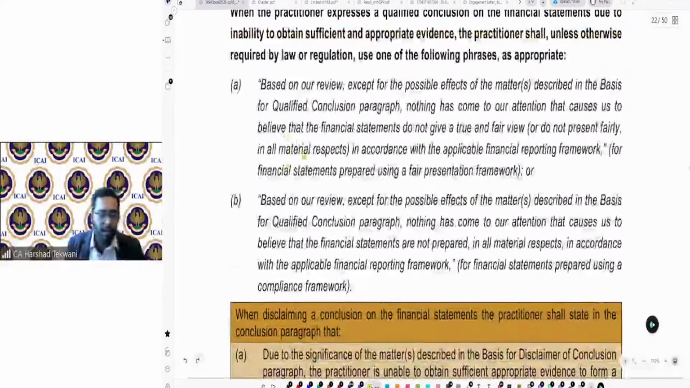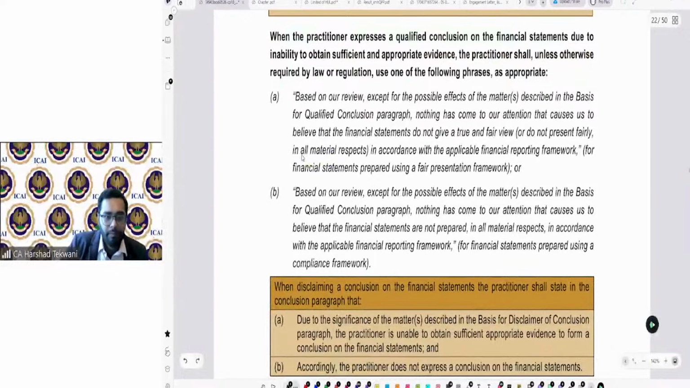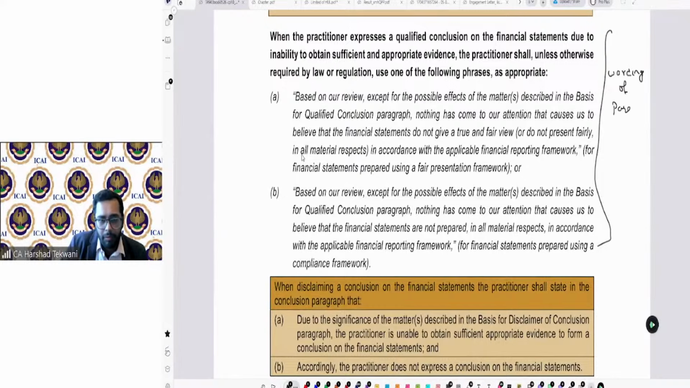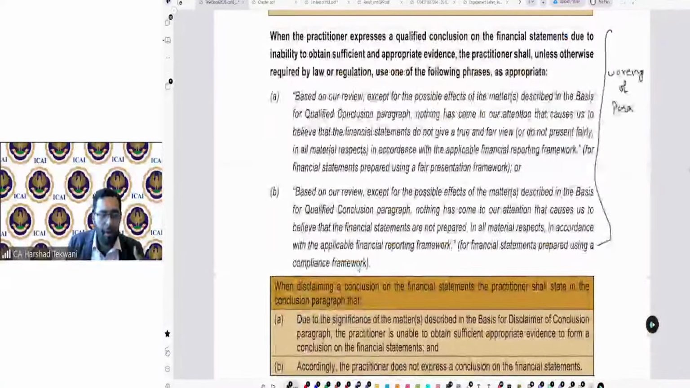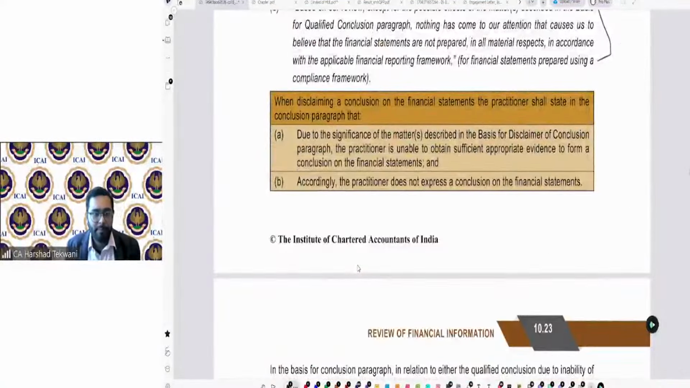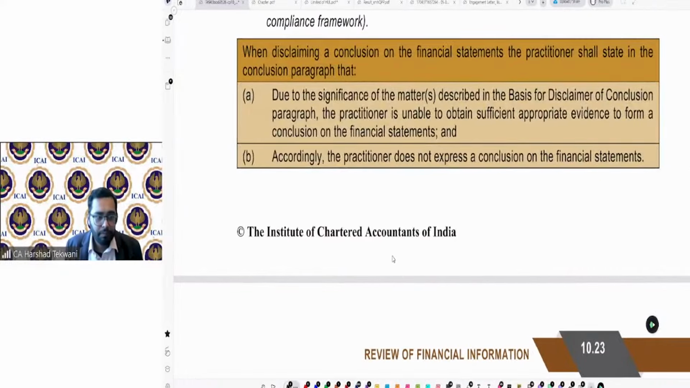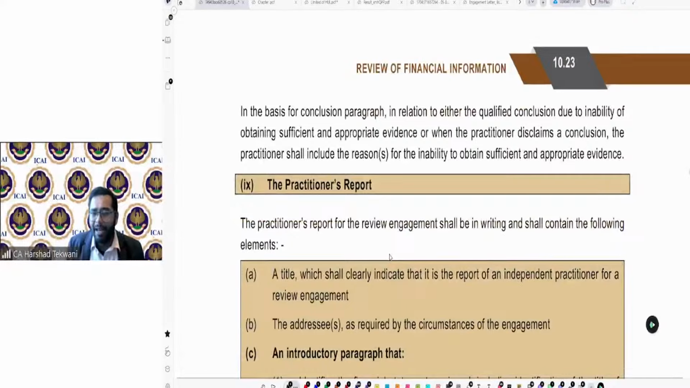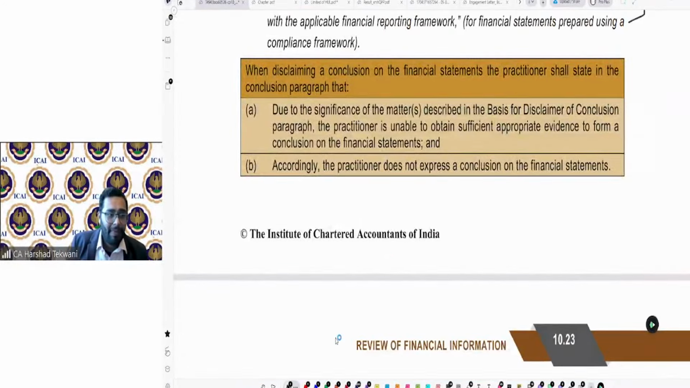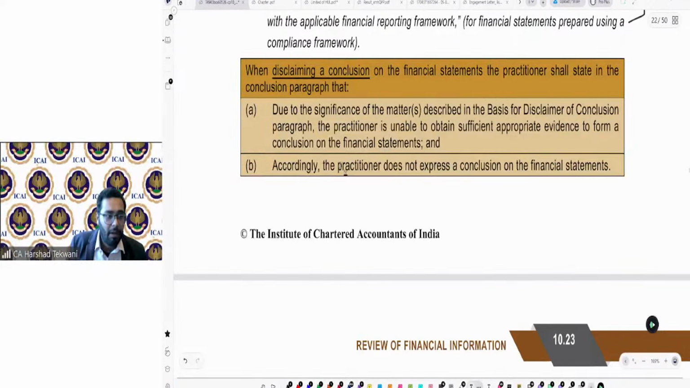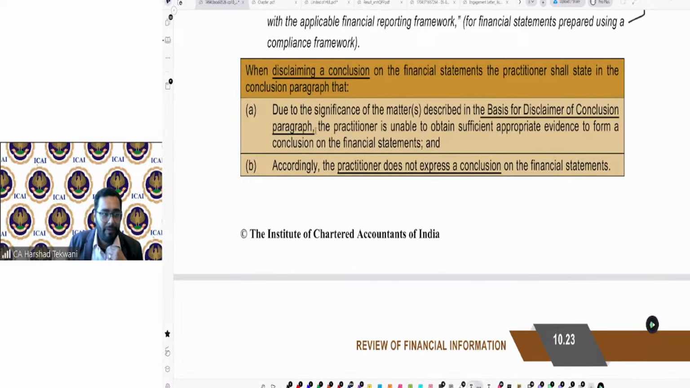And accordingly, you have a wording of paragraph. So on similar lines, wordings of paragraph for both qualified conclusion or disclaimer of conclusion is on the similar line to what we have discussed as per SA 705: the practitioner does not express a conclusion when you are disclaiming the conclusion, and due to the significance of the matter, describing the basis for disclaimer of conclusion paragraph.